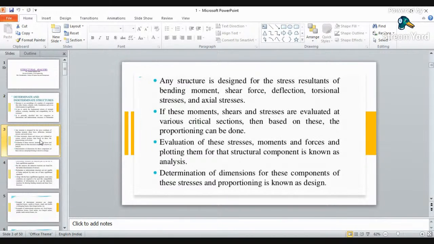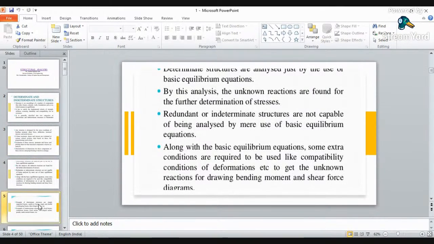Okay, so statically determinate structures are the structures which can be analyzed by using three equilibrium equations. That is summation of horizontal forces equals 0, summation of vertical forces equals 0, and summation of moments equals 0. If your member is being analyzed by using these three basic equilibrium conditions only, then your structural member or your structure is known as a statically determinate structure.